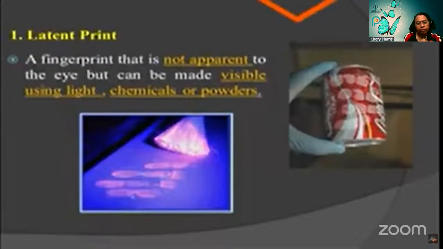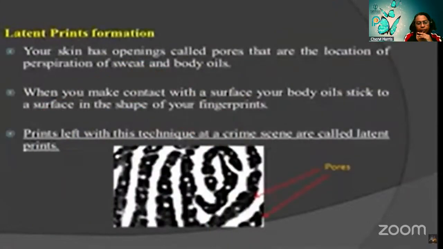Latent prints formation: it means how latent prints are formed, how latent prints stick to a surface, because it is not visible by the naked eye. So let's know about the formation of latent prints. Your skin has openings called pores, and those are the location of perspiration, sweat and body oils. When you make contact with a surface, your body oils stick to the surface in the shape of your fingerprints. So prints left with this technique at a crime scene are called latent prints.